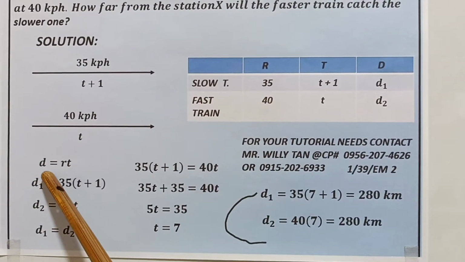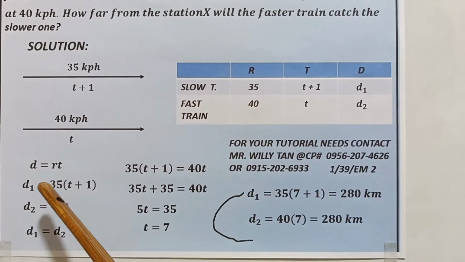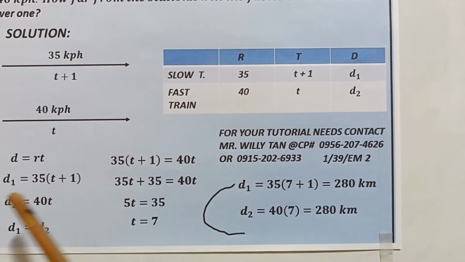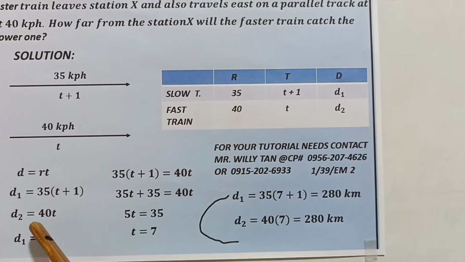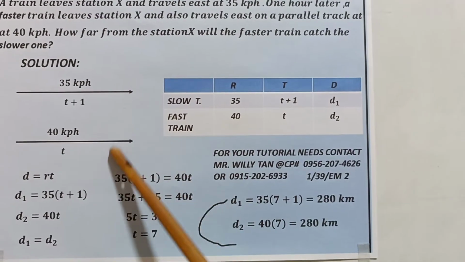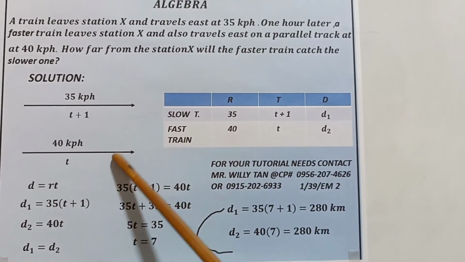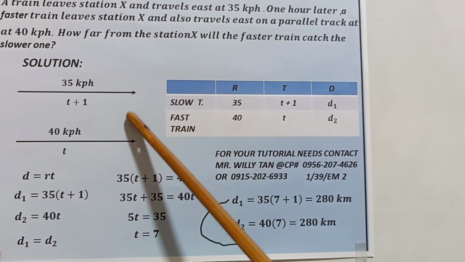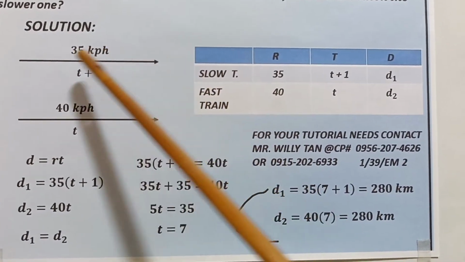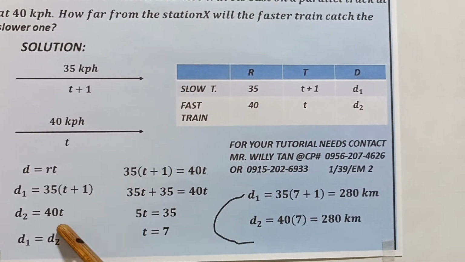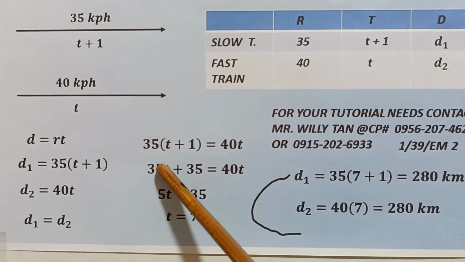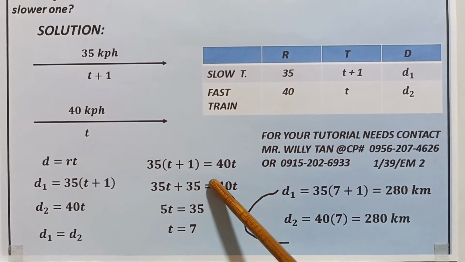So distance is equal to rate times time. For D1, the rate is 35 times the time, which is t plus 1. For D2, D2 is equal to 40t. Since the faster train will catch up with the slower one, at this point the distance that they traveled is equal. D1 will be equal to D2. We equate the two distances: 35 times the quantity t plus 1 is equal to 40t.